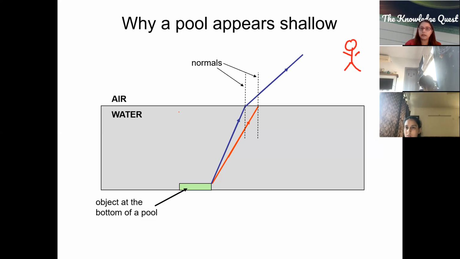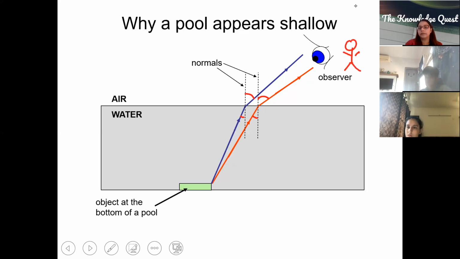What will happen to this one? Since you're moving from the denser to a rarer medium, it will move away from the normal. Right? Okay. Now the other one is also moving away from the normal. As you can see, this is also away from the normal. While this angle was smaller, this angle became quite large, right? Both are moving away from the normal.